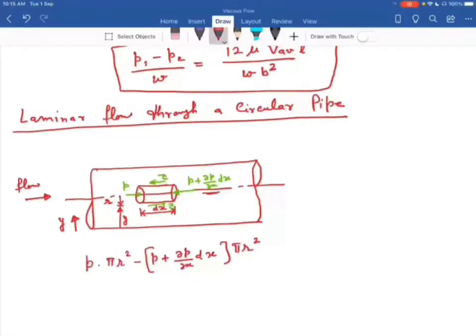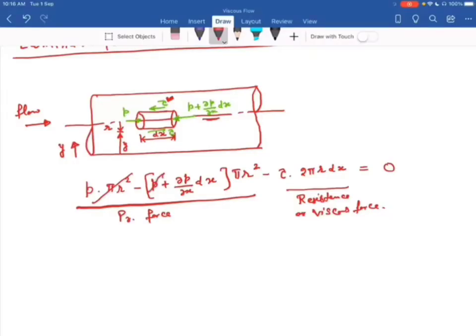Then the resistance force. The resistance force is due to this tau. Again it is in the direction opposite to flow, so minus tau into the surface area of this element. The surface area is 2 pi r into the length dx. If only these two forces are acting, the sum of these two forces must be equal to 0. From here the P terms will cancel. So we are left with minus ∂P/∂x dx into the area pi r squared, minus 2 pi r into tau into dx, equal to 0.